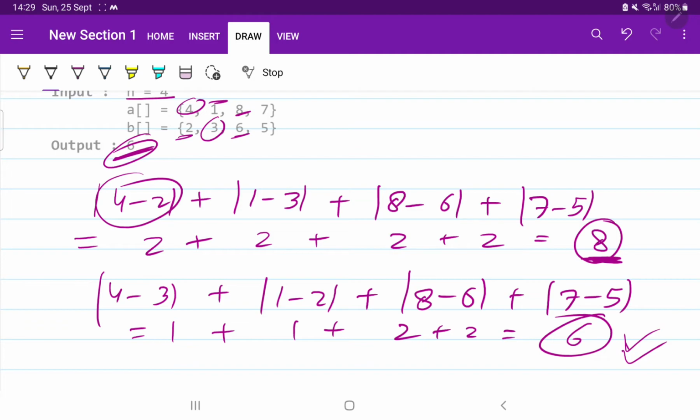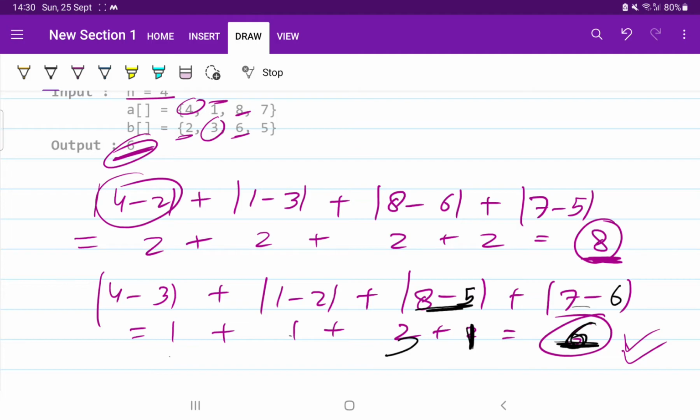Similarly you can go for anything. Suppose instead of choosing 6 here, I choose 5 here and 6 here. What you are going to get: 8 minus 5 will be 3, and here you are going to get 1. So 3 plus 1 is 4, 5, 6. Here also you are going to get a value of 6. So what we want is the minimum sum.